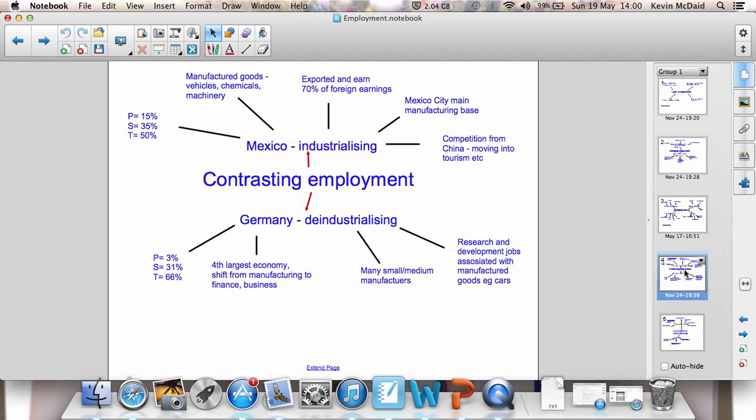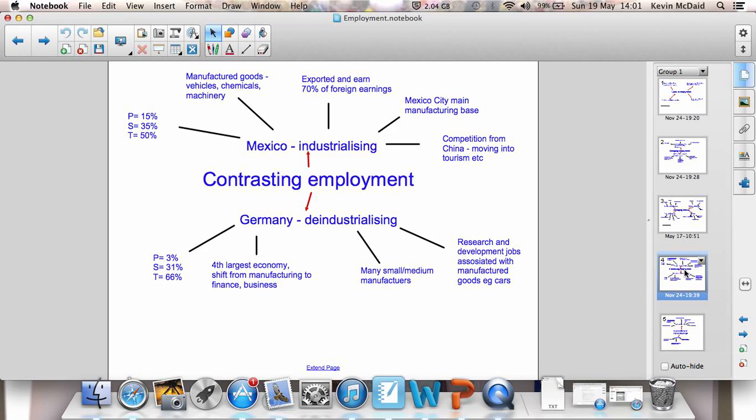Two examples of countries where you've got different types of employment: Germany and Mexico. LEDCs have lots of people in primary and secondary and less in tertiary. MEDCs have lots in tertiary and less in primary and secondary. Germany is an example of an MEDC. Lots of people in tertiary, not many people in primary. It's shifted from manufacturing to finance and business over the last 20 or 30 years.